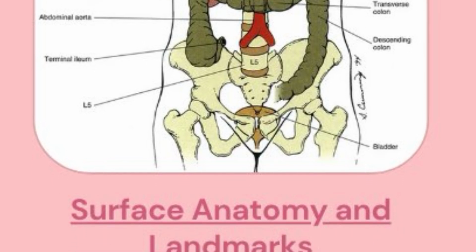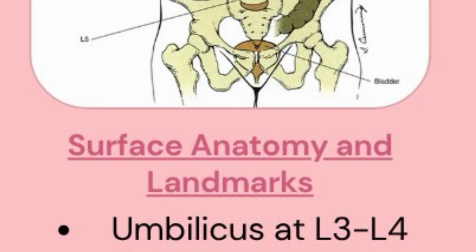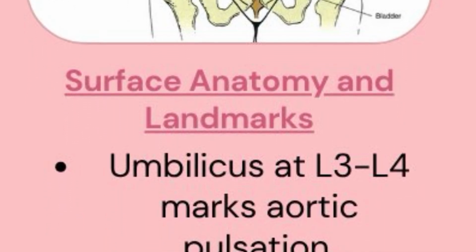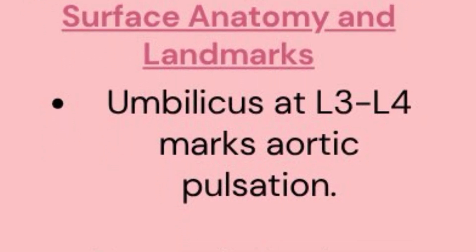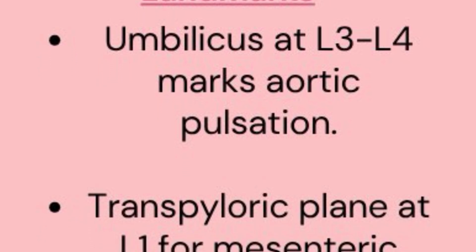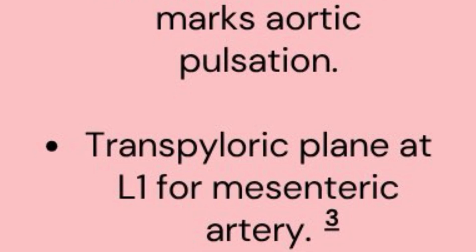The aortic bifurcation occurs at L4, and the inferior vena cava forms at L5. The celiac trunk arises at T12. These landmarks are vital for clinical examination, imaging, ultrasound, and surgical planning, ensuring precise vessel identification. The costal margin further aids in orienting abdominal vascular anatomy for medical procedures.